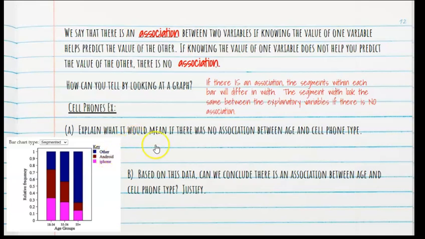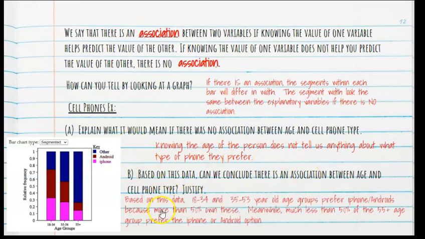So, looking at part A, it says, explain what it would mean if there was no association between age and cell phone type. Well, that would mean that knowing the age of the person does not tell us anything about what kind of phone they prefer or might prefer. Now, based on this data and based on the segmented bar chart, it looks like there is something there. So based on this, can we conclude there's an association and justify?